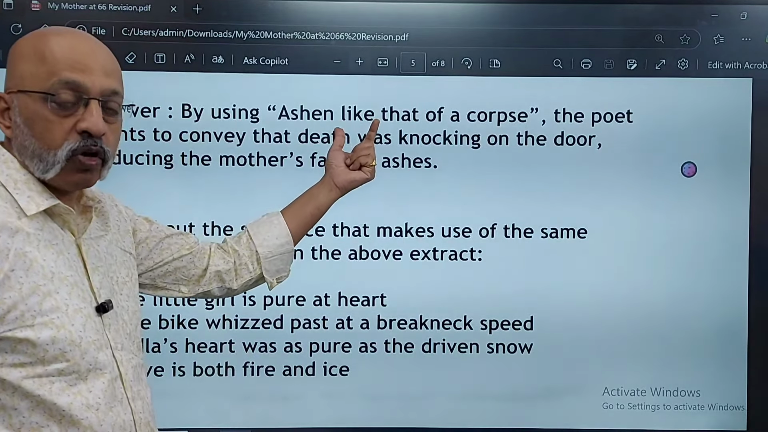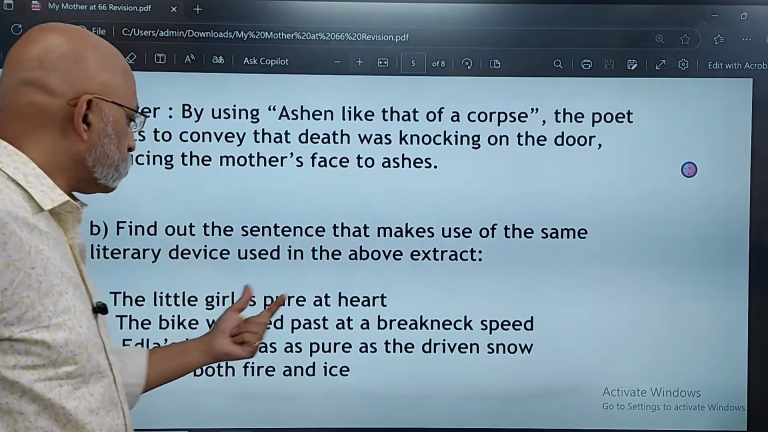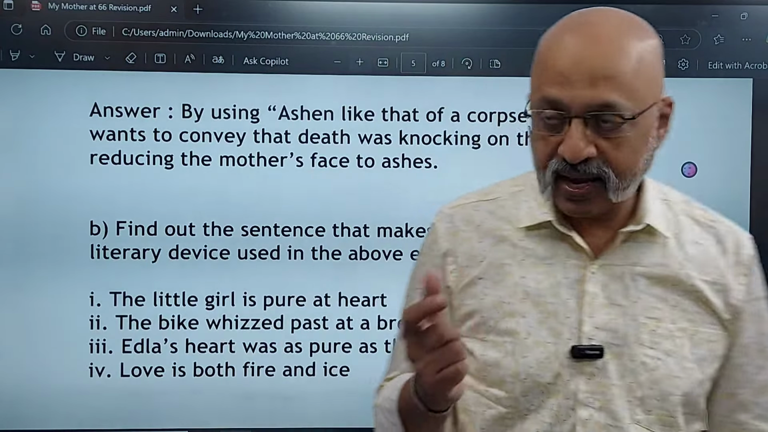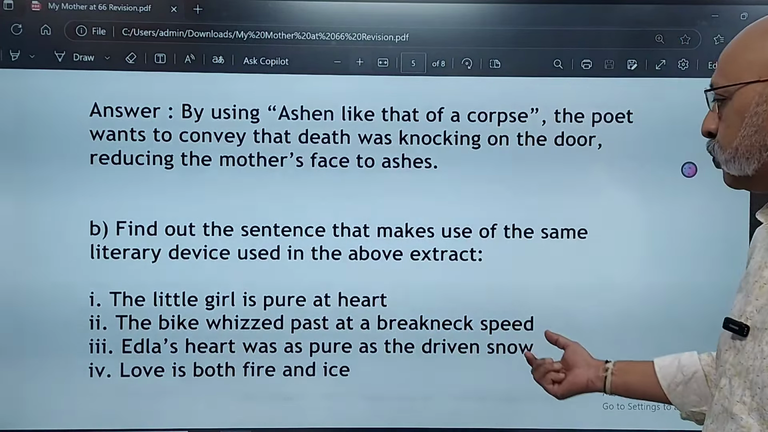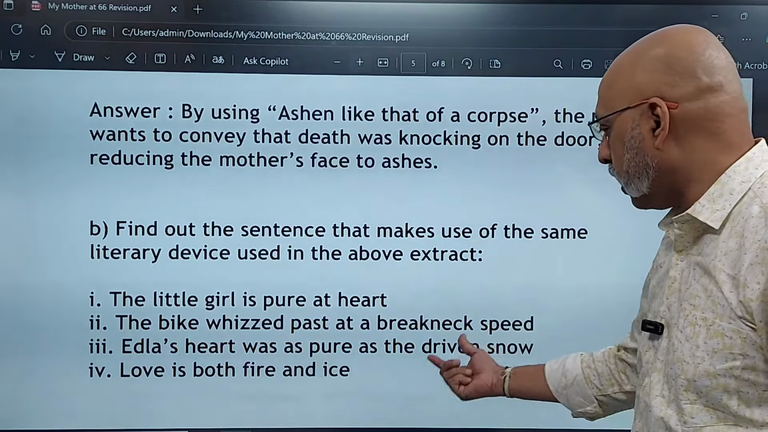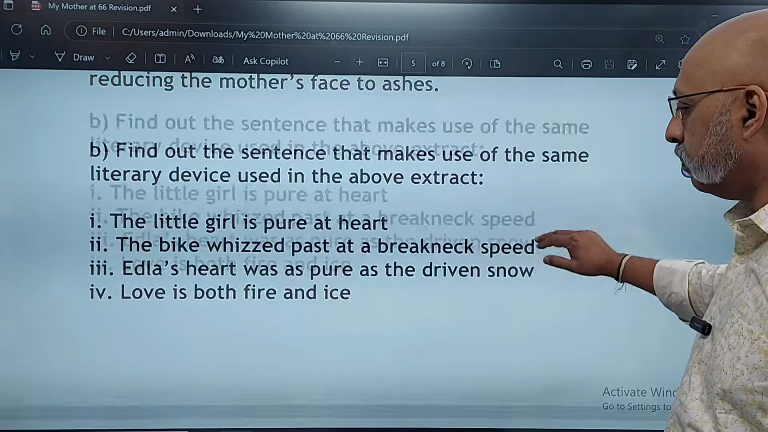This is a simile because it uses the word like. So here you see, a simile uses either like or as. So which one is the thing? "Edla's heart was as pure as the driven snow" from The Rat Trap. So it is option number 3.